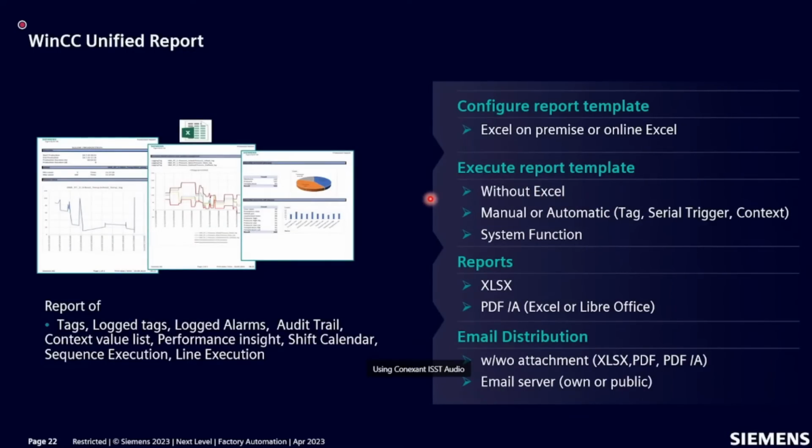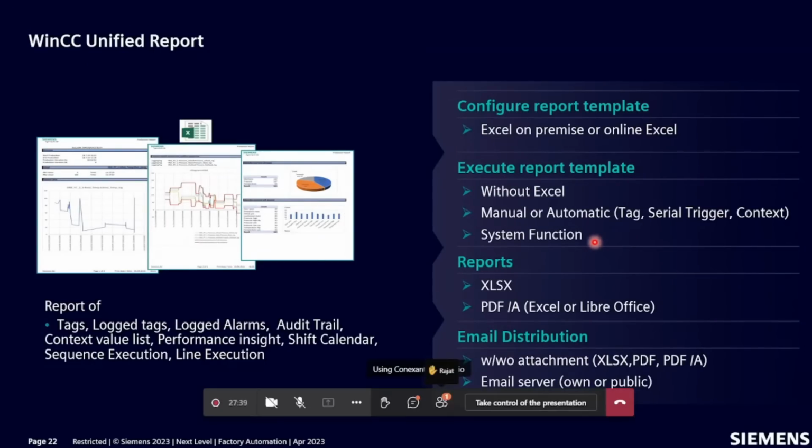To trigger this report, there are two ways. Either the user can generate the report by clicking on a button, or there is also the possibility to trigger this report with the help of a tag, or some context, or on a scheduler basis. So system functions are there. The report can be visualized in XLS format or PDF format.